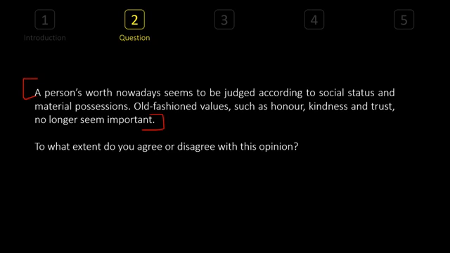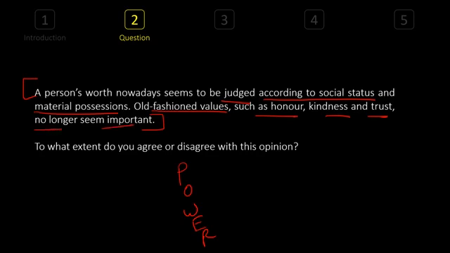Based on your understanding of the question, use the POWER method, in which you divide the major ideas, minor ideas, and important words without which it doesn't make sense. For example, that a person is judged according to social status and material positions, and that honor, kindness, and trust are no longer important. These are important words for which you have to look for vocabulary. This is how you understand the question and proceed using the POWER method, which was described in the previous video.